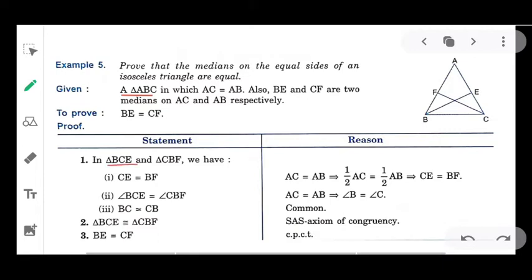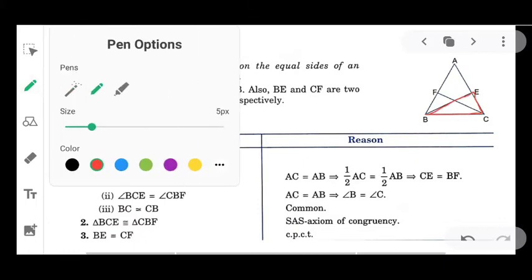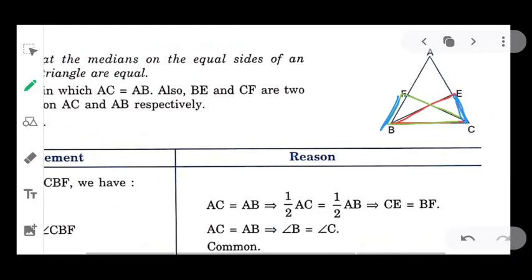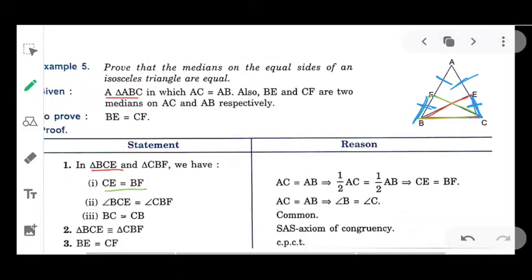So in triangle BCE and in triangle CBF, we have CE equals to BF, this one CE equals to BF, because FC is a median. So AF equals to BF, like that AE equals to EC also. Okay, so CE equals to BF.